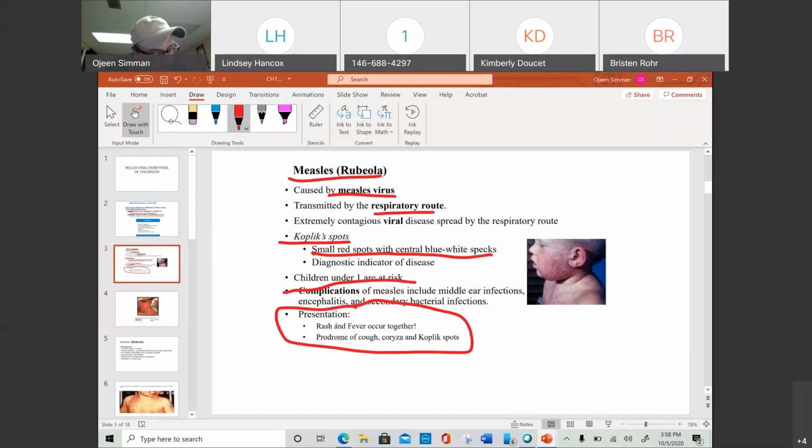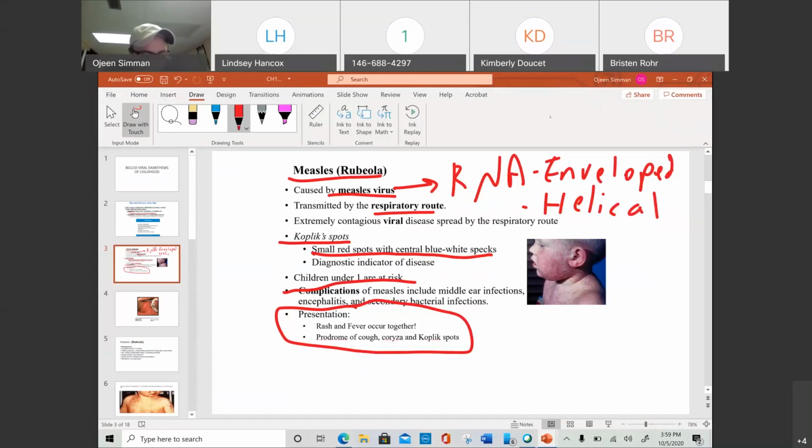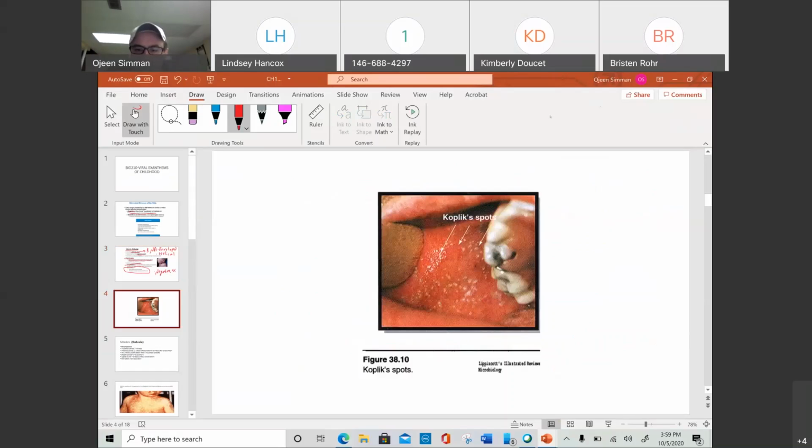This is an RNA virus. The measles virus is an enveloped RNA virus. It has a helical shape. And it's a negative single-stranded RNA virus. These are Koplik spots found on the buccal mucosa.